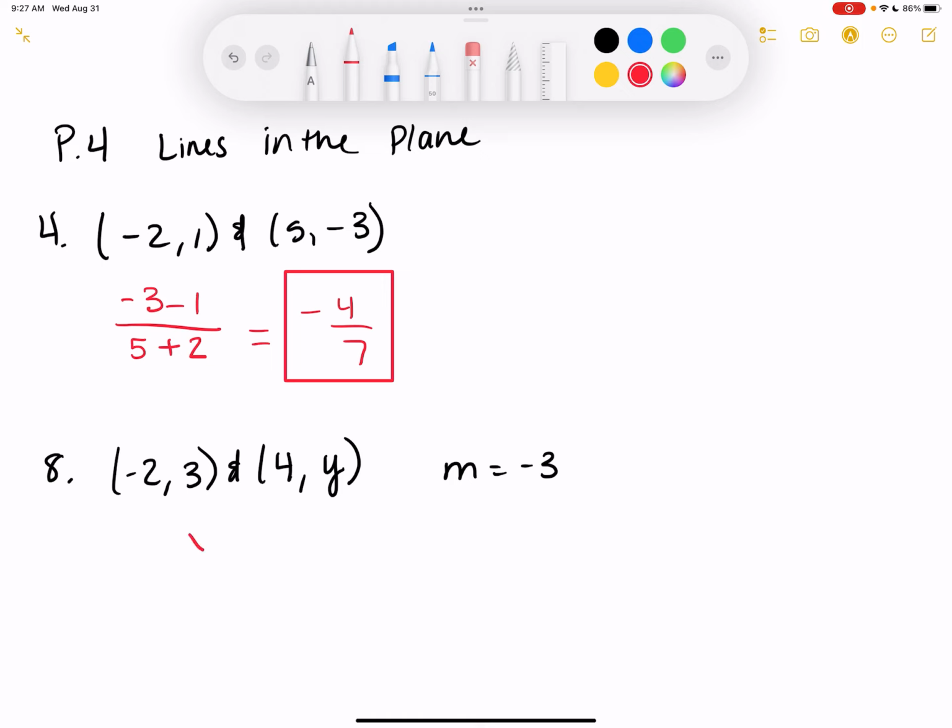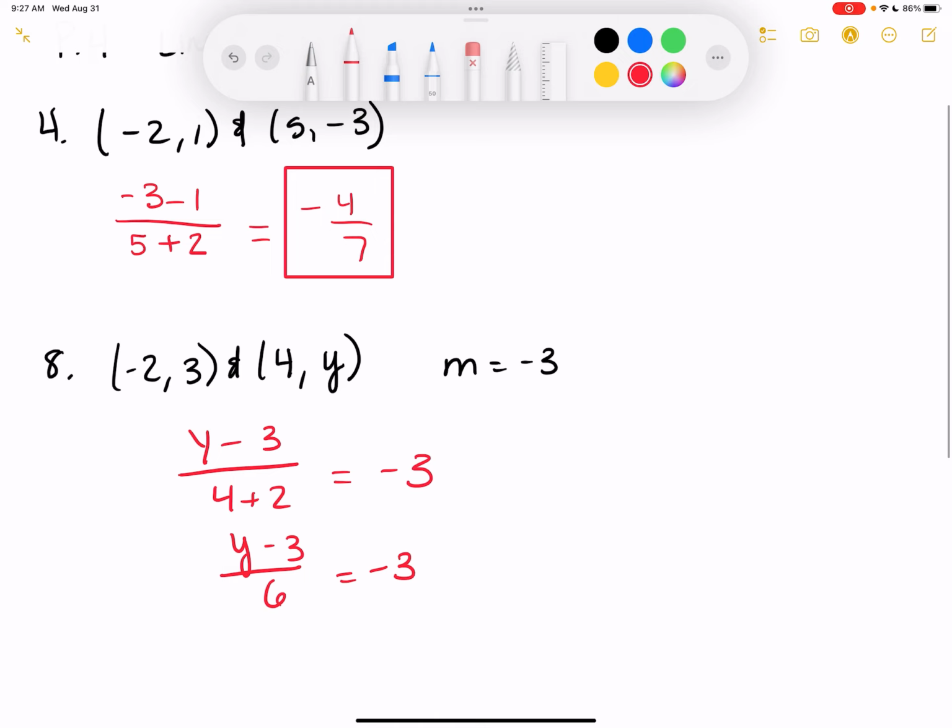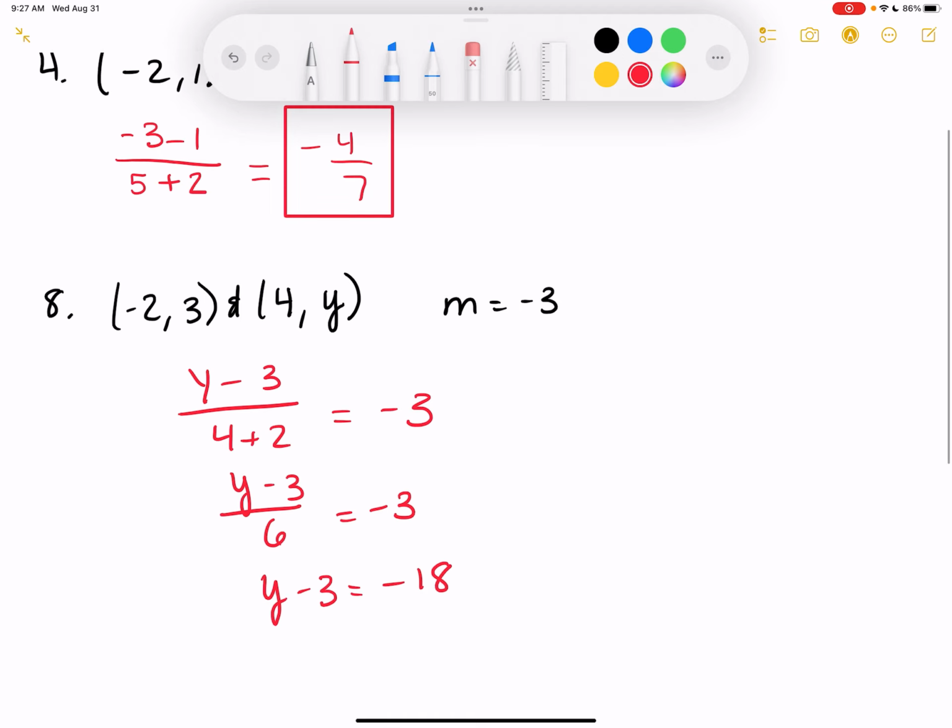So we can do y minus 3 over 4 minus negative 2, so plus 2, equals -3. That's y minus 3 over 6 equals -3. Now multiply by 6. Y minus 3 equals -18. And add 3, and then y equals -15.